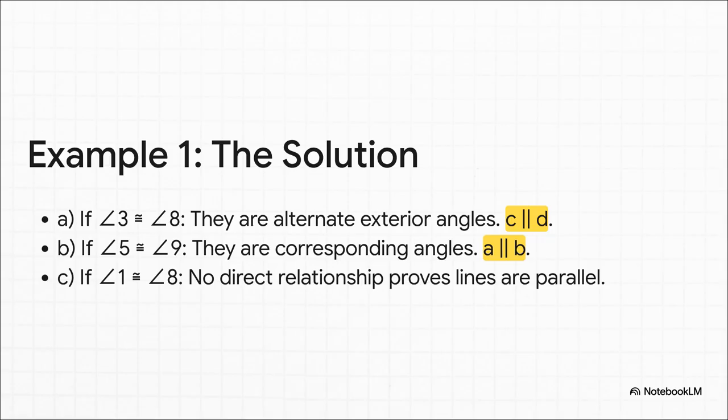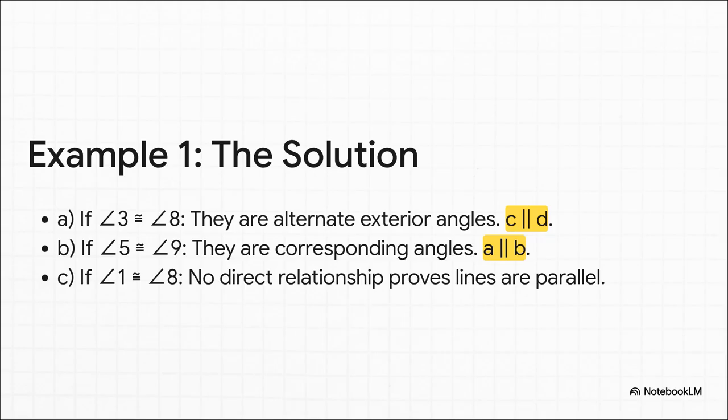That makes them alternate exterior angles. So if they're congruent, we've proven that line C is parallel to line D. Now for B, we have angles 5 and 9. These are formed by lines A and B, with line D acting as the transversal. They're in the same spot at each intersection, so they're corresponding angles. And if they're congruent, you guessed it, line A is parallel to line B.